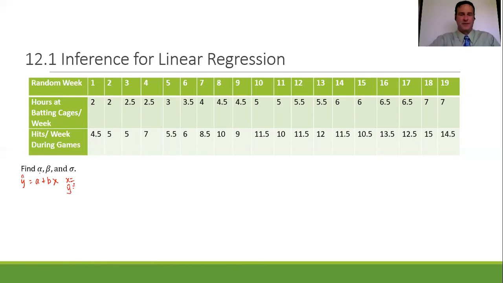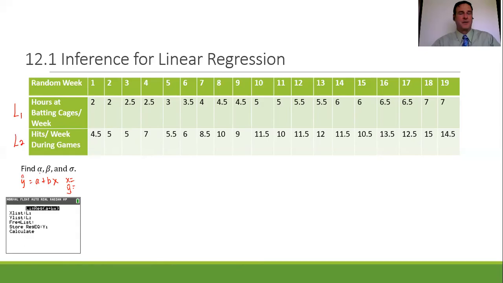Okay, so what I'm going to do is use this information, put it in L1, put the second row of information in L2, and find the equation for the least squared regression line. If you don't remember how to do that, I'll put some directions underneath this first screen on the bottom left. You go to stats, go to calc, and hit 8, which is LinReg a plus bx.